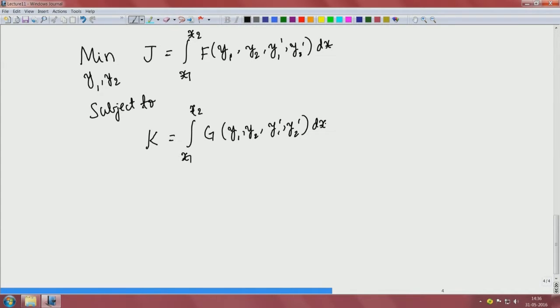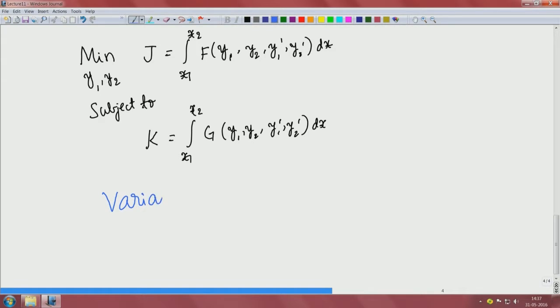Okay. If you have a problem like this, how do we solve it, right? In these cases we have to recall what we had considered earlier, which is called the concept of variational derivative. Okay. So, for the concept of variational derivative, let us write down what that means.